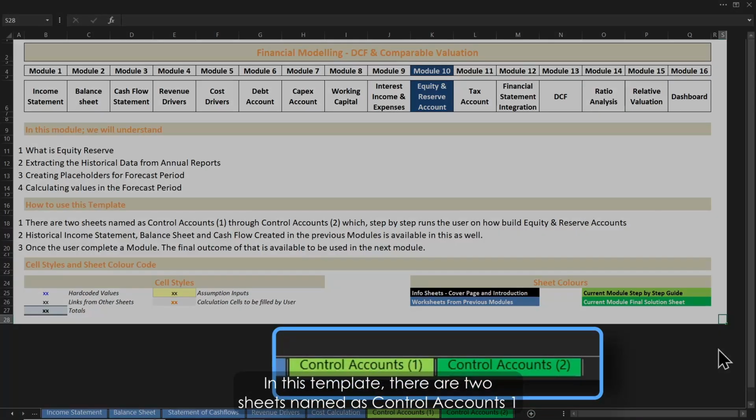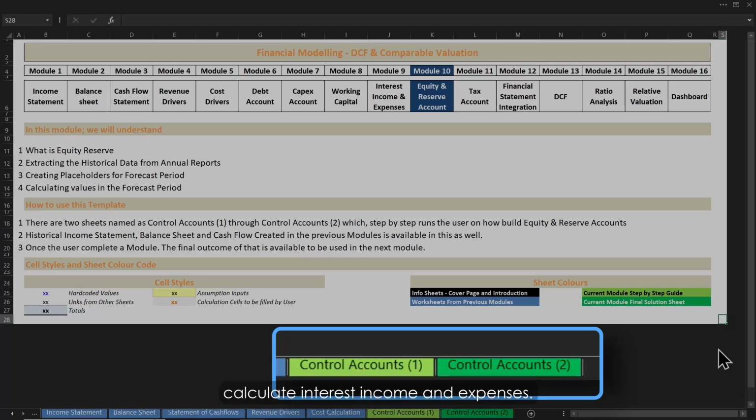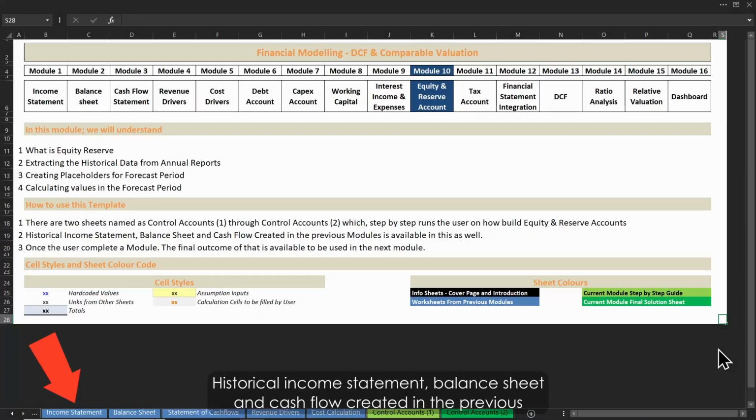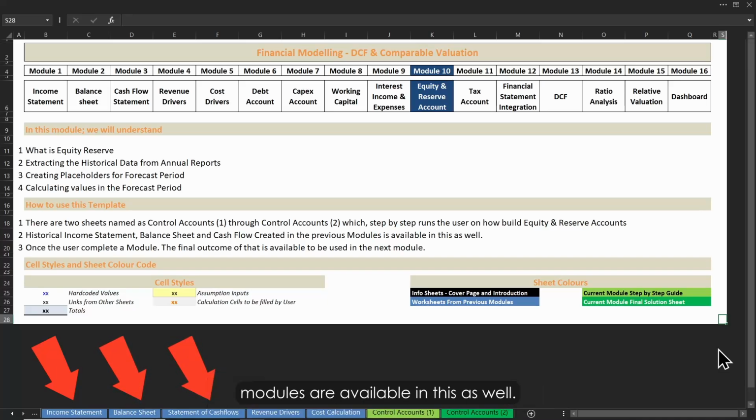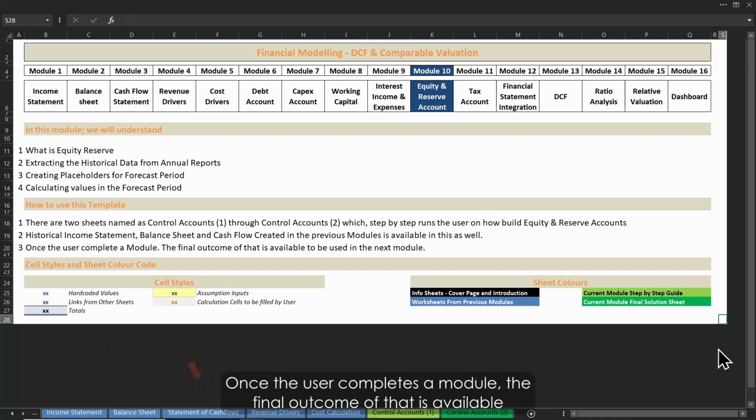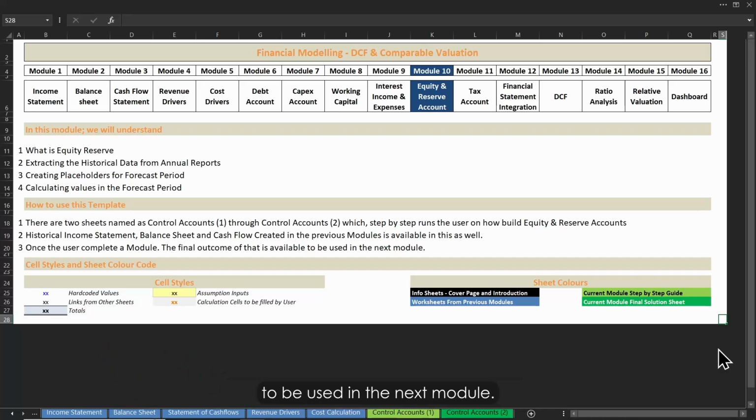In this template, there are two sheets named as Control Accounts 1 and Control Accounts 2, which, step by step, runs the user on how to calculate interest income and expenses. Historical income statement, balance sheet and cash flow created in the previous modules are available in this as well. Once the user completes a module, the final outcome of that is available to be used in the next module. Now, let's get started.